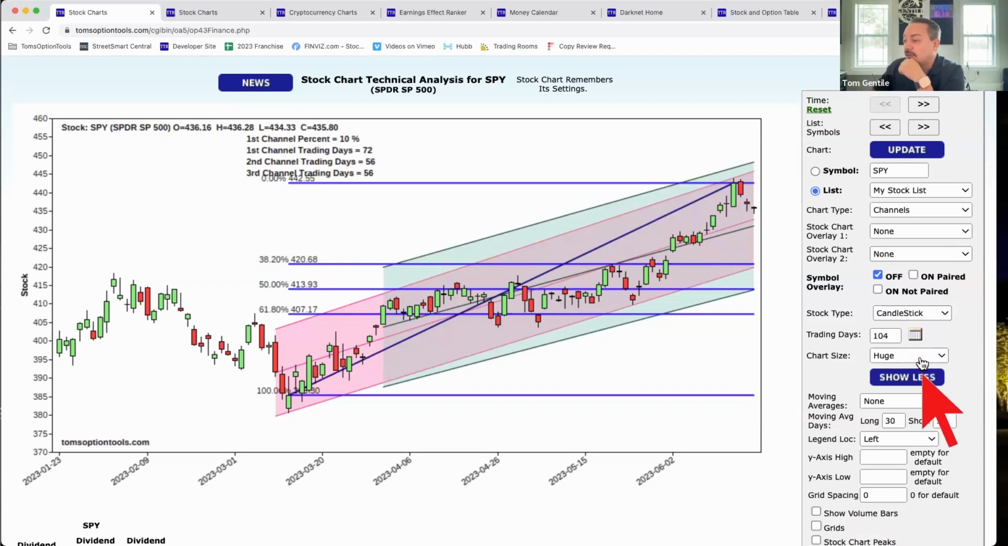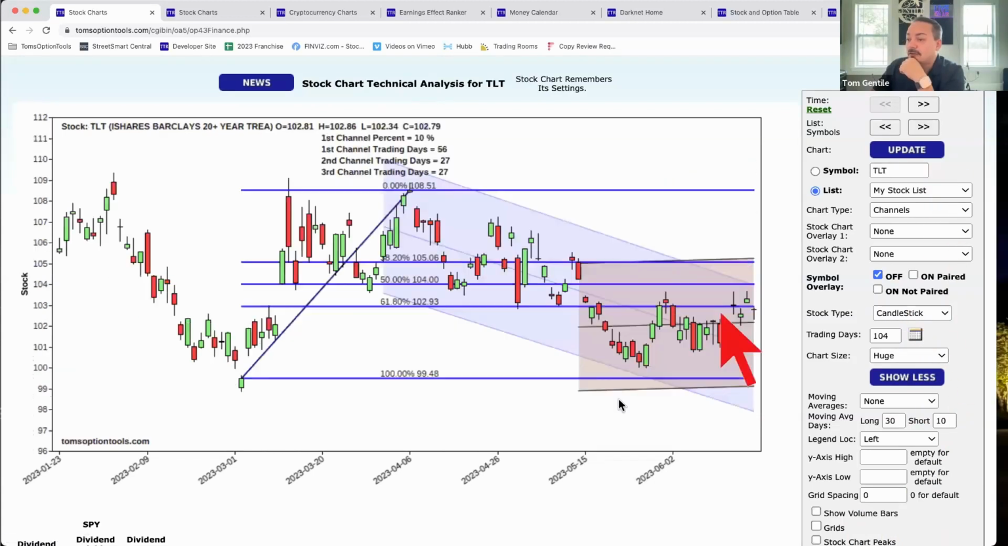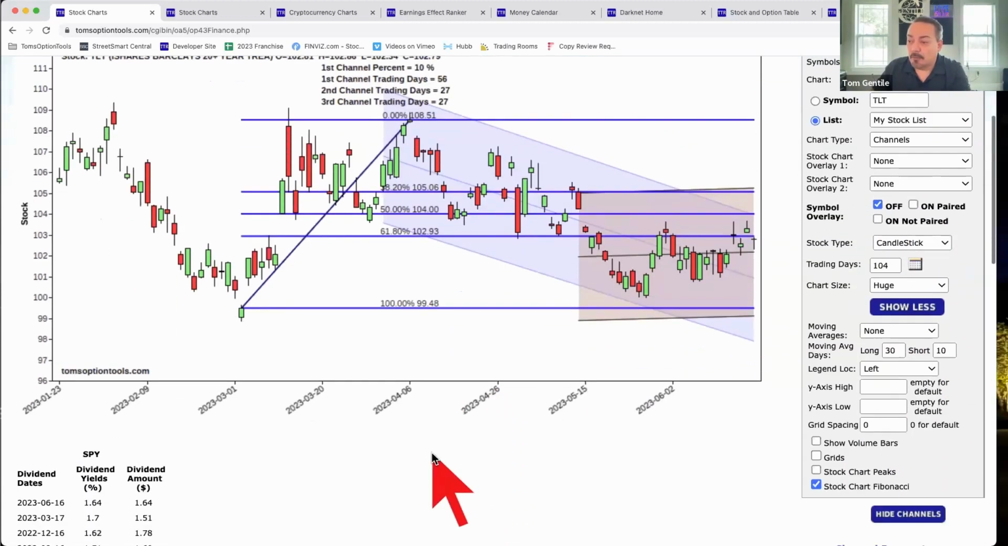So this is SPY. Here's TLT. Okay, here's a real good example. So with the bond market, we've seen the bond market moving back and forth quite a bit. I've got here bonds down at 99, TLT high 108.51, which is the closing high off the most recent Fibonacci chart.